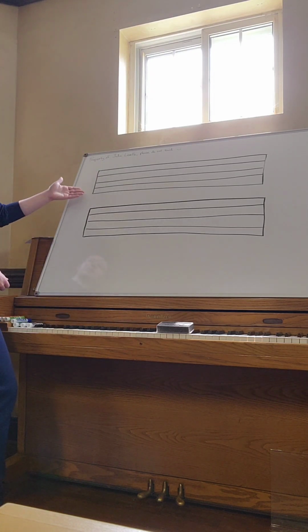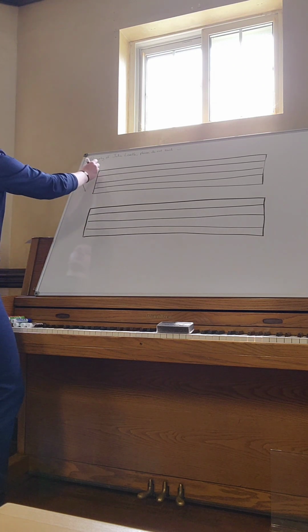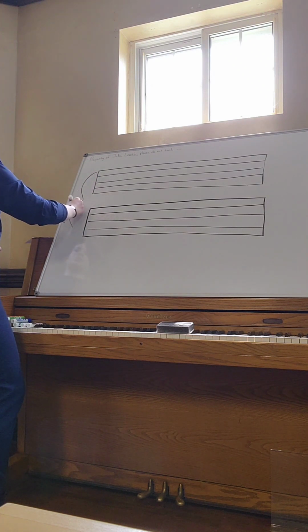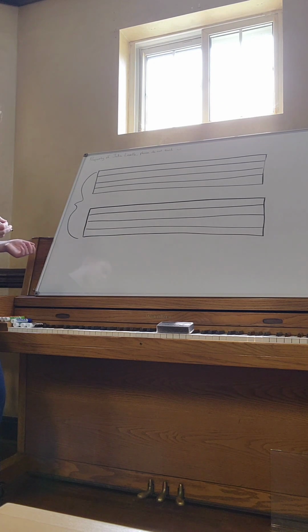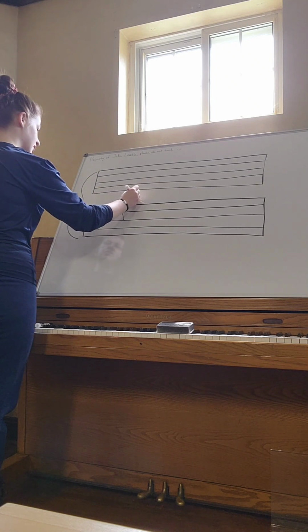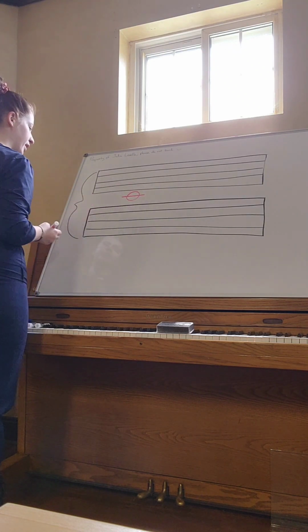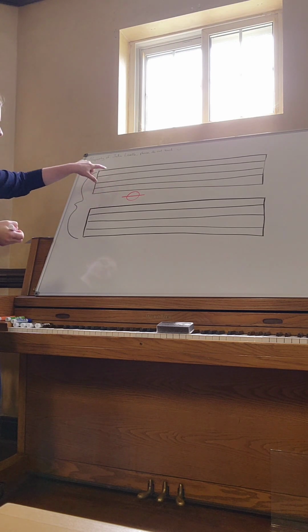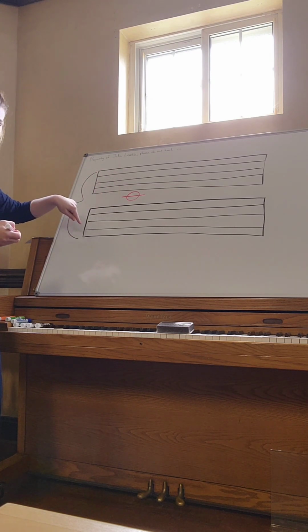So here we have 2 staffs. Now it's a grand staff. It's joined together, and it's joined together first and foremost by middle C, this little bob right here. So not only by this thing here, but by middle C are these 2 staffs joined and created a grand staff.